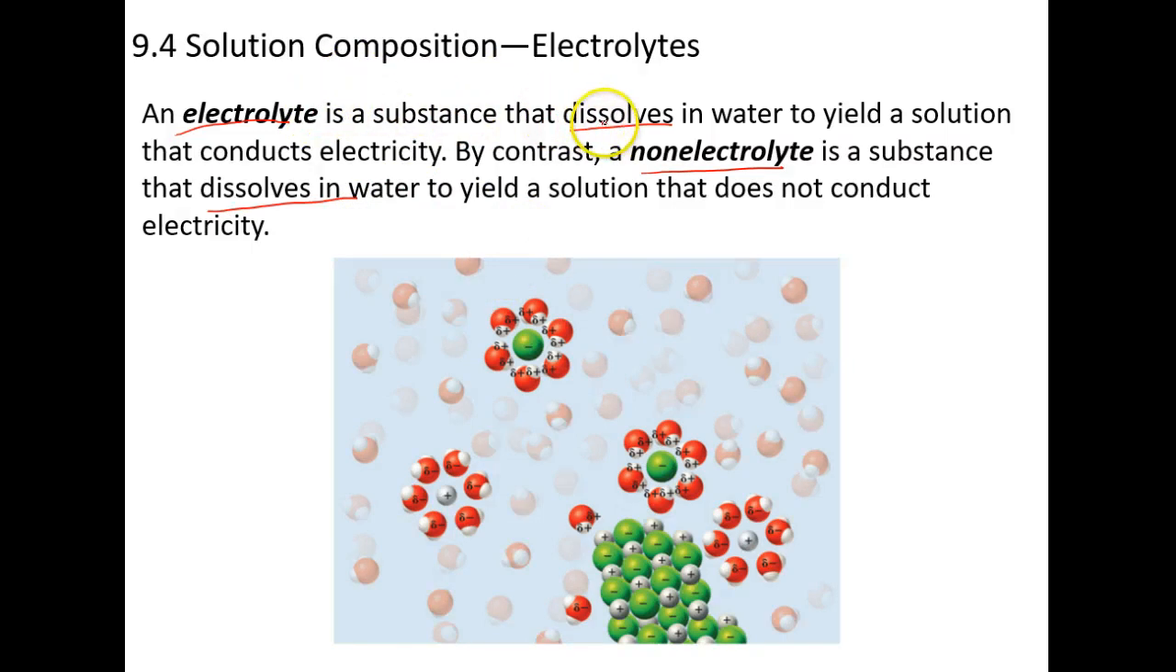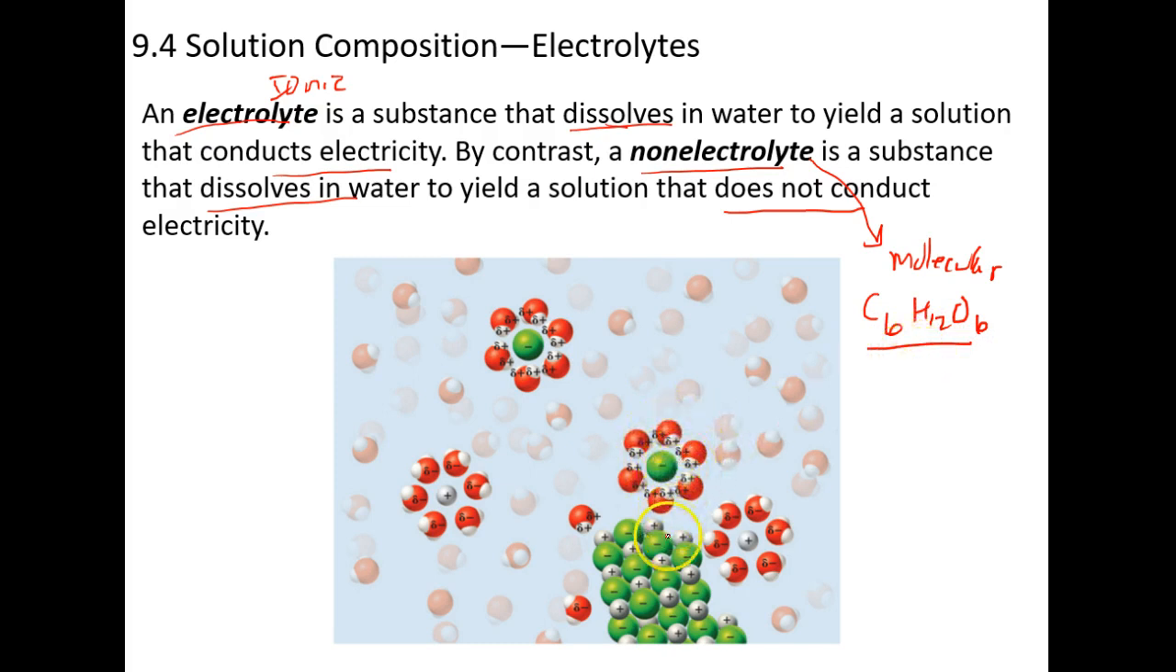Electrolytes, when they dissolve, conduct electricity. These are ionic compounds. Non-electrolytes dissolve in water, but they do not conduct electricity. These are mostly molecular compounds. If you remember, a molecular compound is where you have all nonmetals, like sugar, for example, C6H12O6. If I take sugar and dissolve it in water, it dissolves, but it doesn't ionize. I don't have ions. You have to have ions.